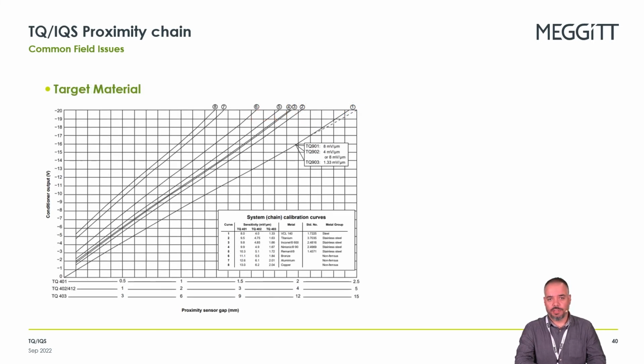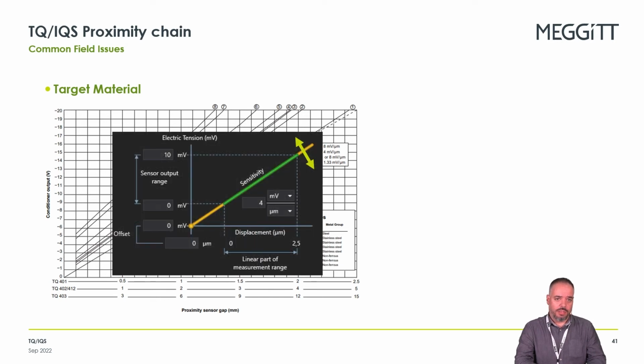Finally, the target material will also influence the measurement. It is important to know what type of target material you will use with your sensor. By default, Meggitt's TQ IQS proximity systems are calibrated for VCL 140 alloy steel. This is a very common high-quality alloy that is used typically in the construction of rotors. If you have any other type of metal or alloy, you can compensate the value in Vibrosight so that you can use your TQ and still have linear output.